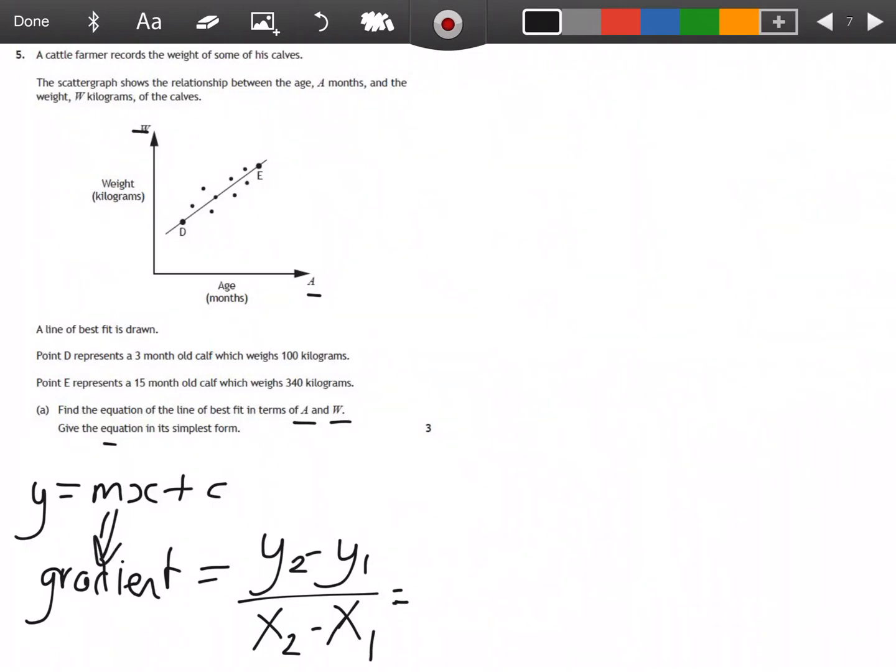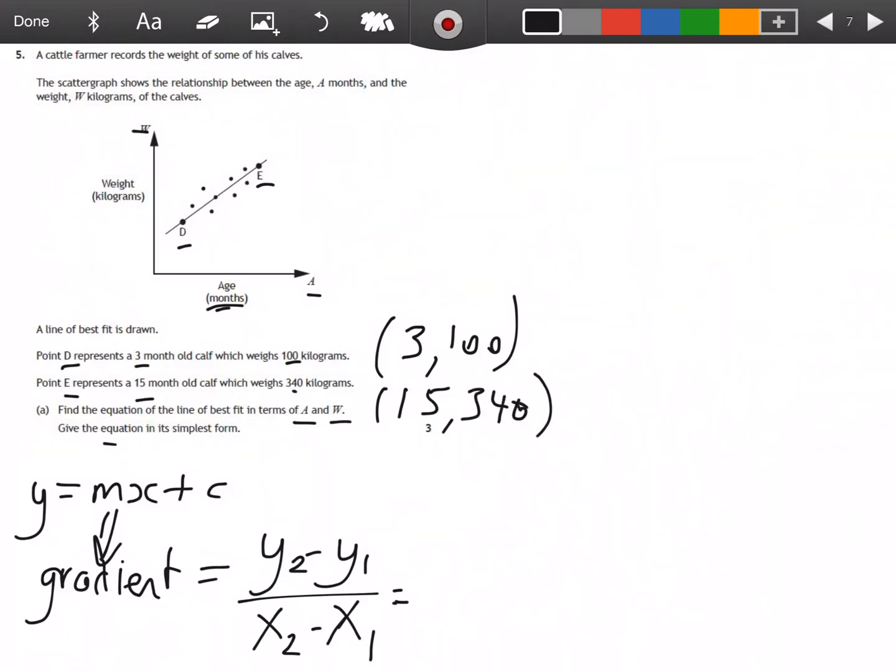The gradient formula then. Where's the coordinates? Right, point D is a 3-month-old calf which weighs 100. 3 months, right, ages in months, the first numbers in months, so the first coordinate is 3, and the weight is on the y-axis, so it's 3, 100. That's our coordinate of the first point. Point D, it told us point D is a 15-month-old calf, and it weighs 340. So that's our coordinates that we are going to use in this gradient formula.